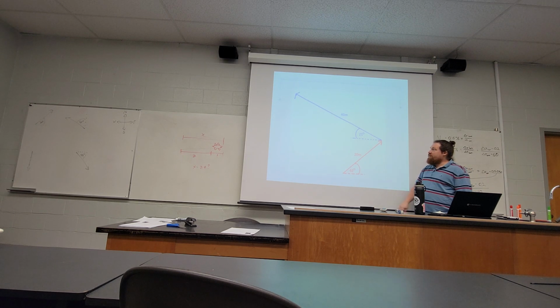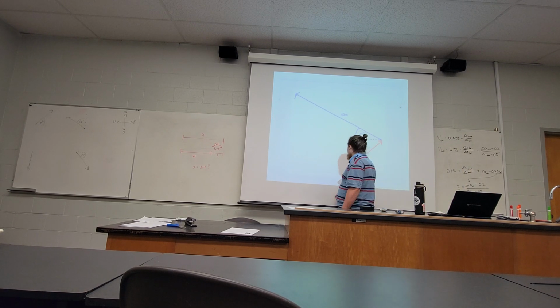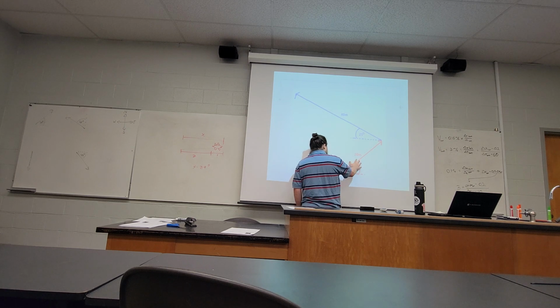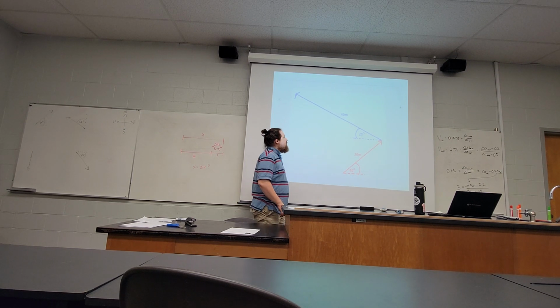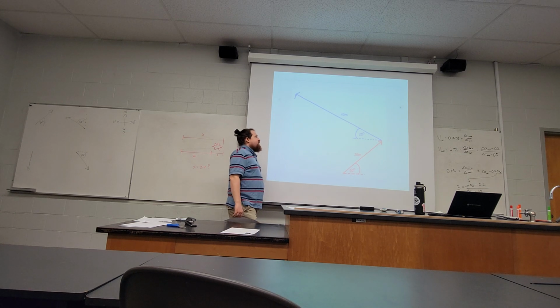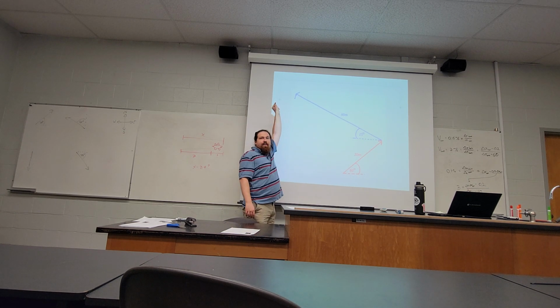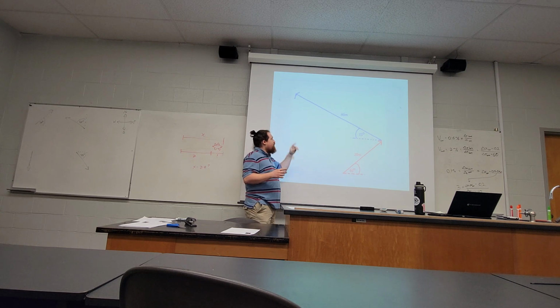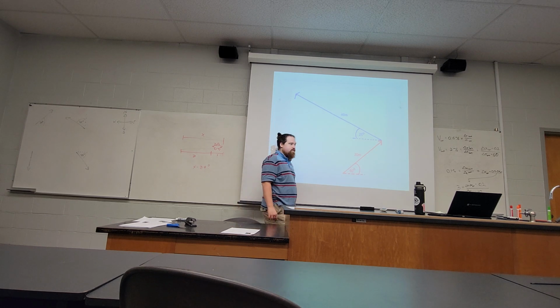So here we have two vectors that need added together. You can consider this to be like two different parts of a hiking trip. Walking 20 meters in this direction, stop, turn, and then walk 40 meters in this direction. And the goal is to figure out where you wind up at the end of this. What is the vector that describes your final position in relationship to your starting position?